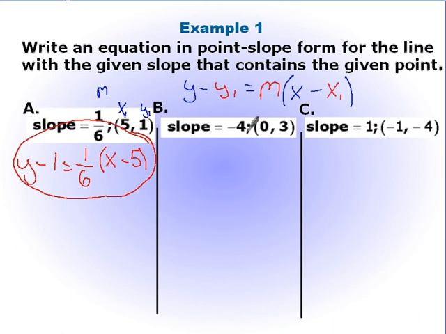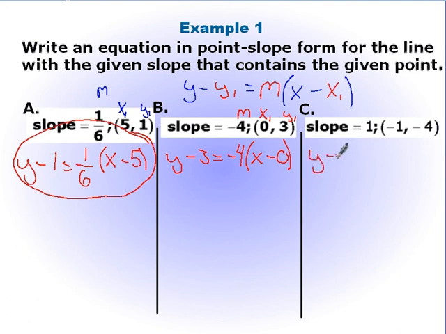Let's try this one. Slope is -4, so this is m. Here's our x coordinate, there's our y. So we're going to call this x1, and we're going to call this y1. Okay, so y minus y1, the 3 right there, equals m, -4, times x minus, and then this, 0. One more.